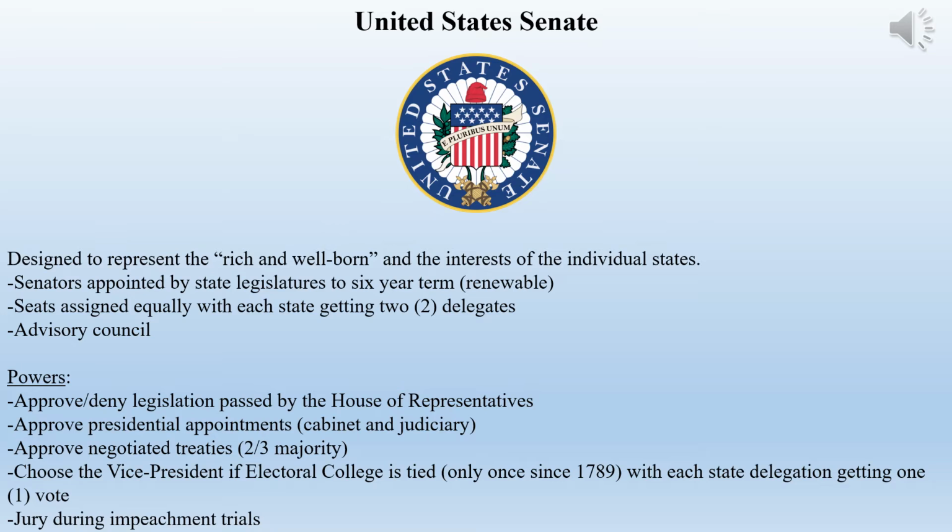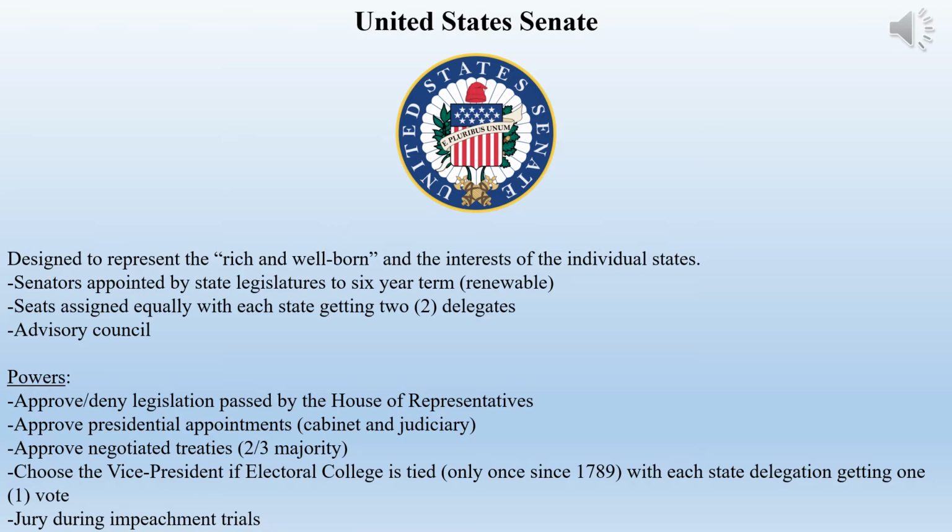It also gets to approve presidential appointments, whether it's to the president's cabinet or to the judiciary, the Supreme Court. They have the right to advise and consent, and their way of advising and consent is by approving or denying presidential appointments. They also approve negotiated treaties.